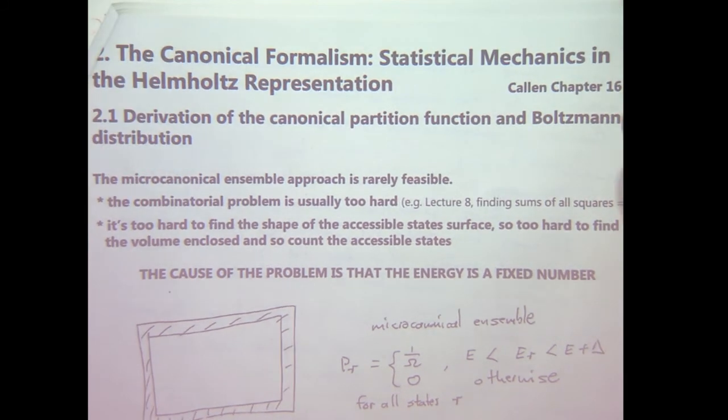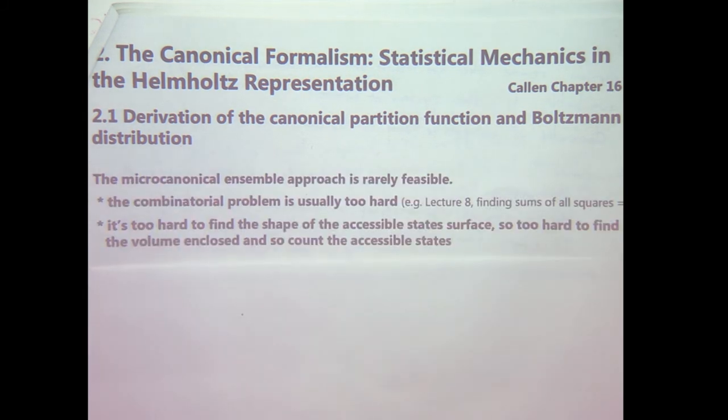So the canonical formalism in statistical mechanics, in the Helmholtz representation. You've probably already sensed the problem with the microcanonical ensemble approach. First of all, the combinatorial problem is usually too hard. Even in lecture 8, look how much work we had to do for the trivial problem, not even a thermodynamic problem, with just one particle in 2 dimensions with an energy of 48 or 49 units. That's a huge problem. It's a combinatorial problem that's NP hard.